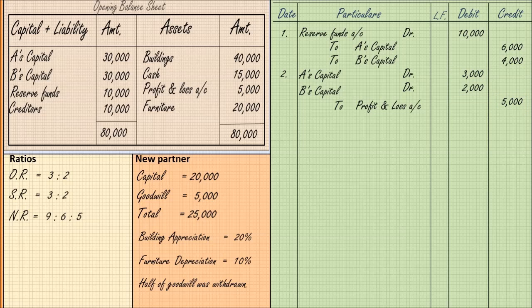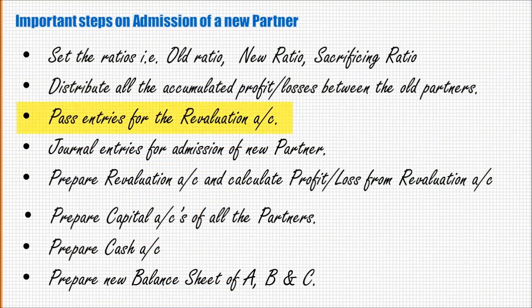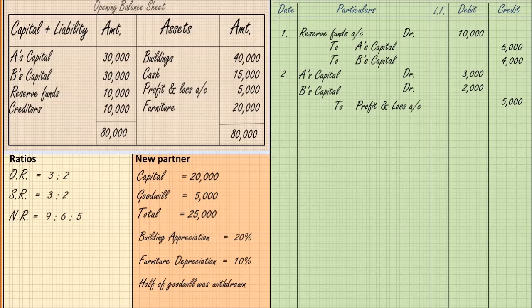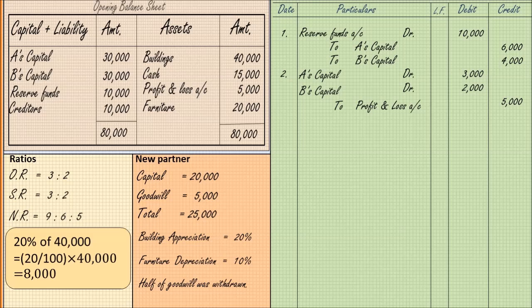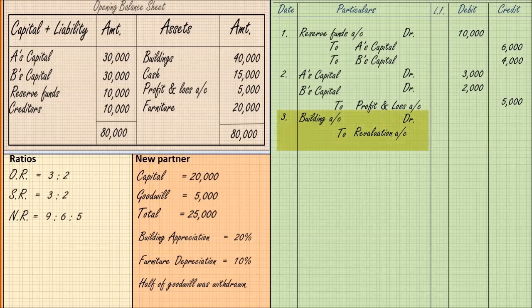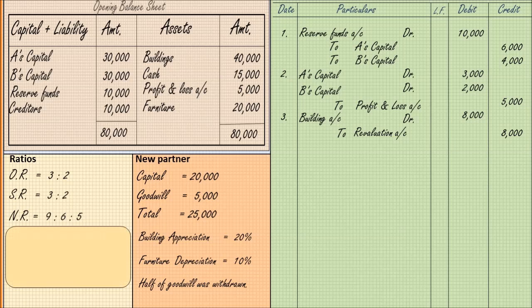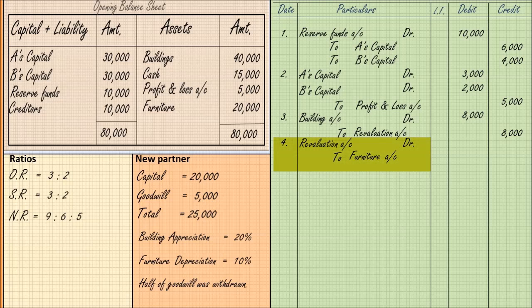Now the journal entries of revaluation account. There are only two transactions of revaluation. Number one, the building has been appreciated by 20%. So 20% of 40,000 will be 8,000 rupees. So the journal entry will be building account debit to revaluation account rupees 8,000. Then the furniture has been depreciated by 10%. 10% of 20,000 is 2,000 rupees. It's a loss. So the journal entry will be revaluation account debit to furniture account rupees 2,000.